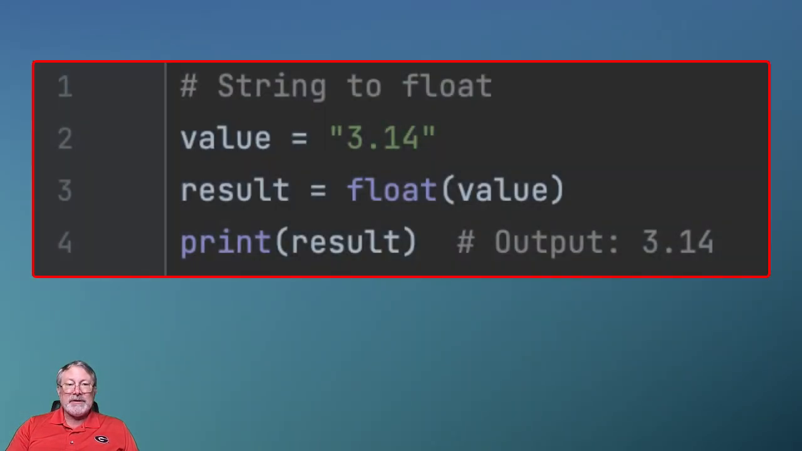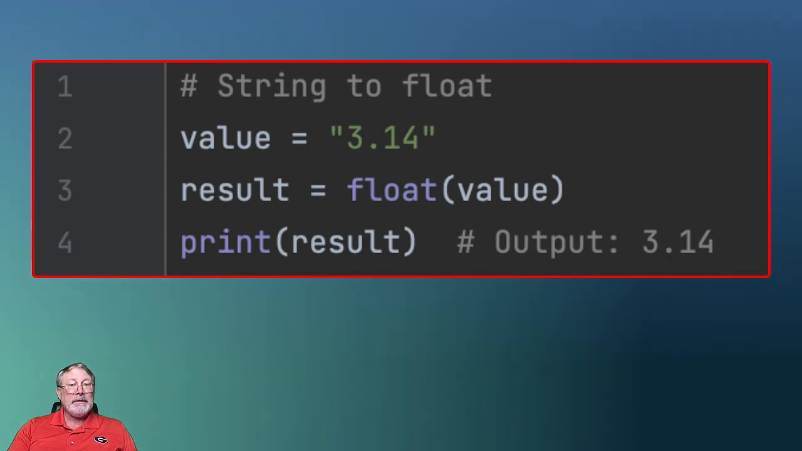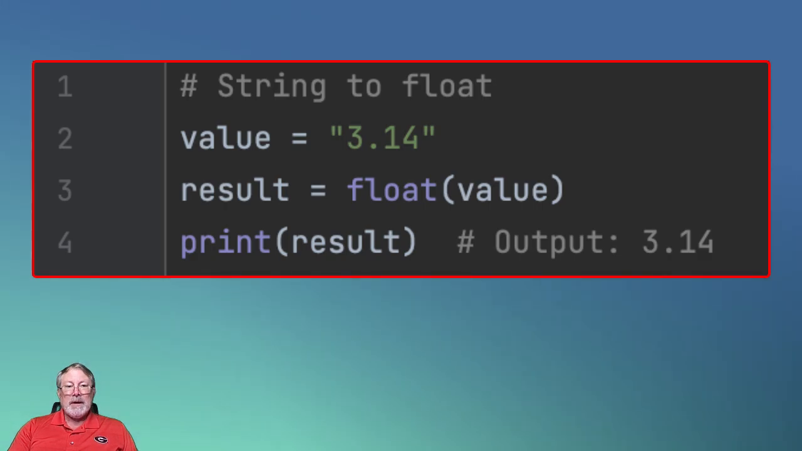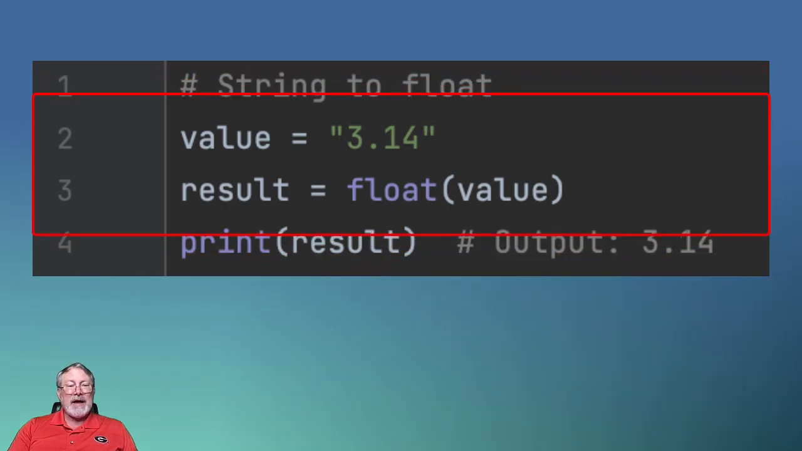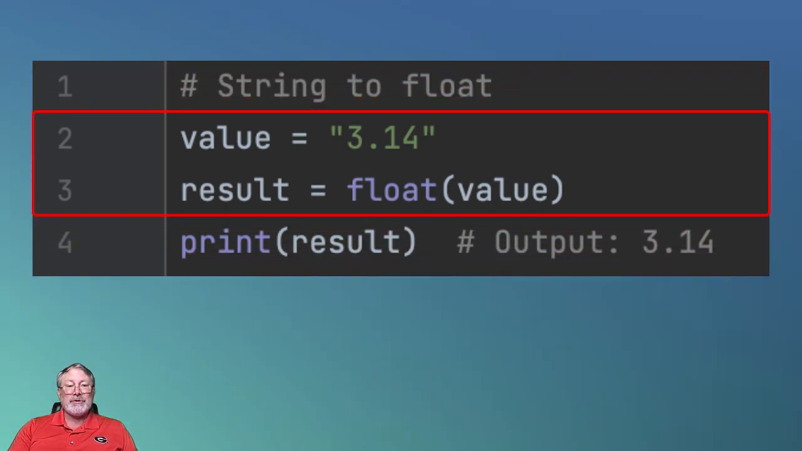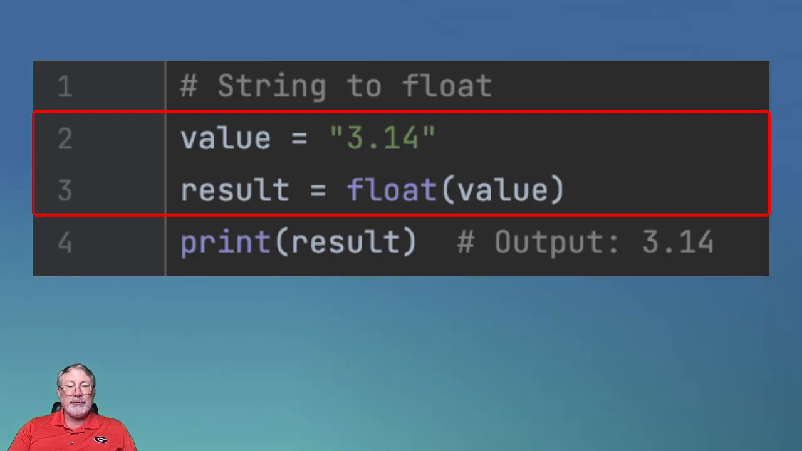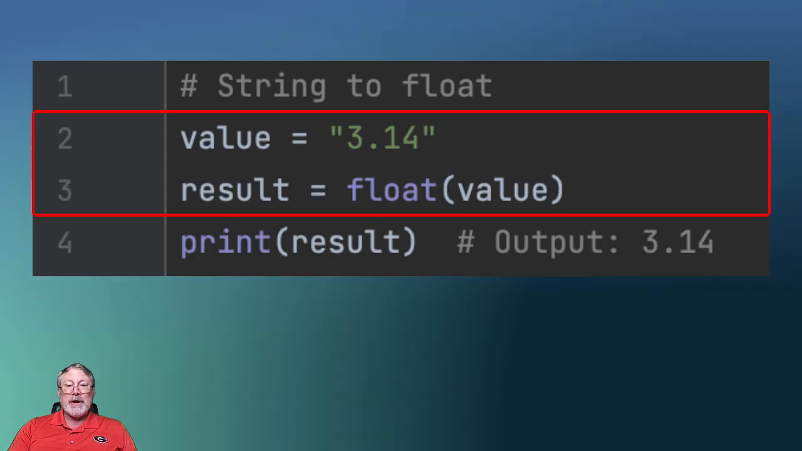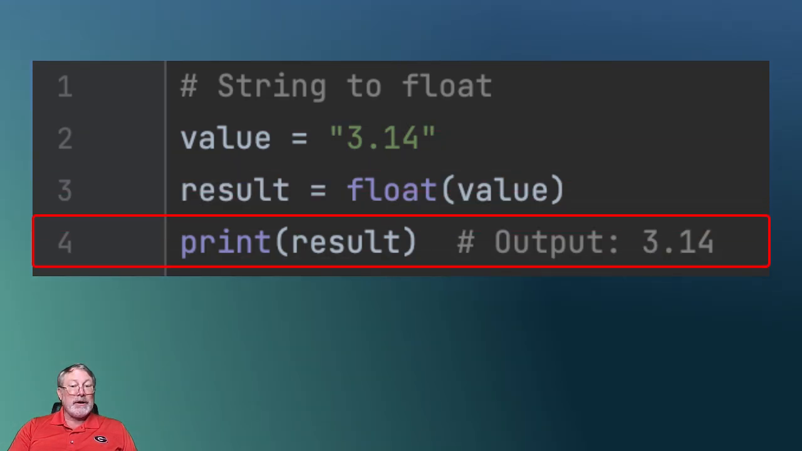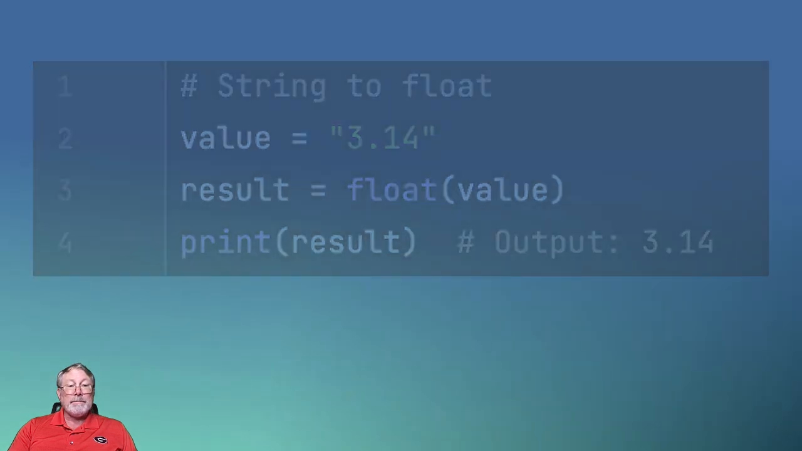In our second example, we'll convert a string to a float. Note that float is able to convert strings that contain numeric values. In this example, we have the value 3.14 stored as a string. By applying the built-in function float to the string 3.14, it converts the string into the floating point number 3.14.